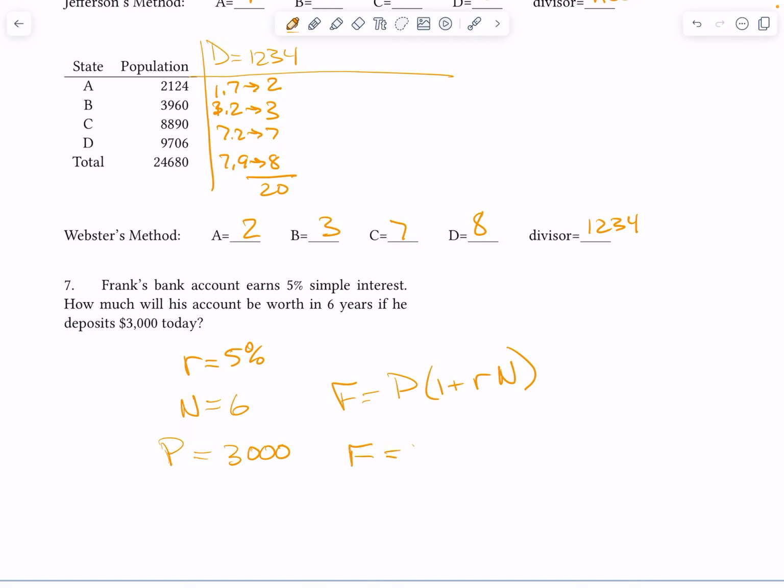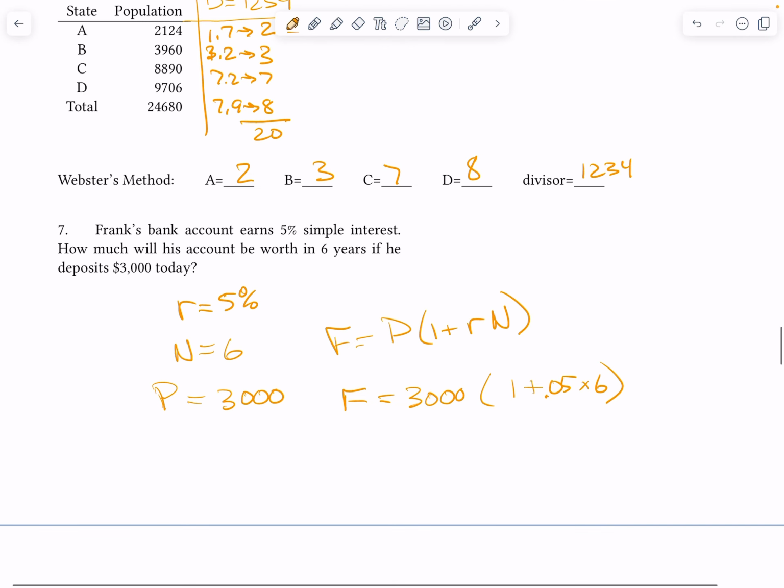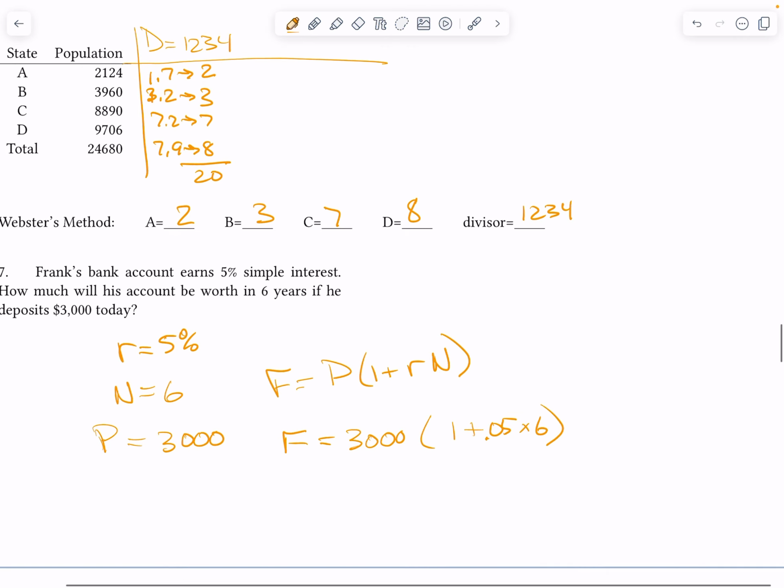So in my case, it's 3,000 times 1 plus 5%. Let's write that like a decimal, times 6. By the way, another way of looking at this is that the interest per year is 5% times 3,000. Here, we'll get the answer first. Let me get my calculator again. So 3,000 times 1.3. So I've got 3,900 here.